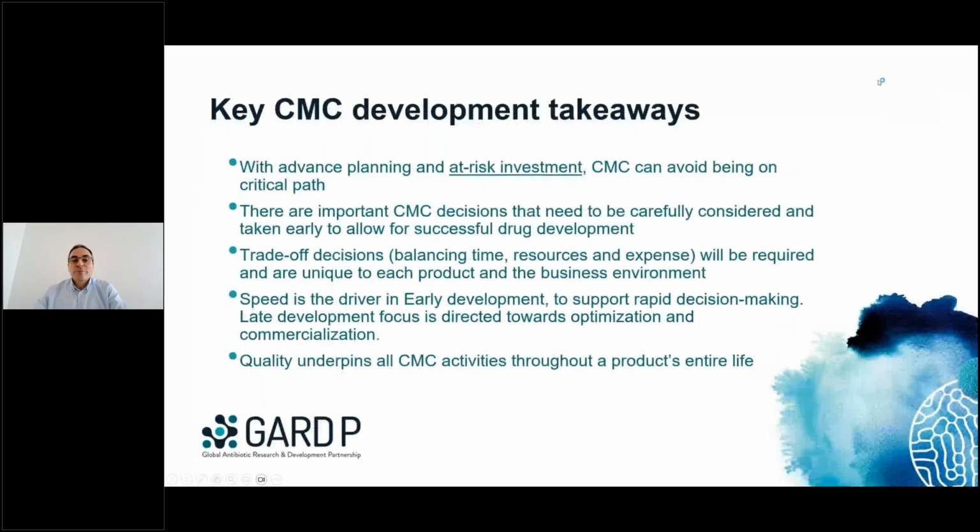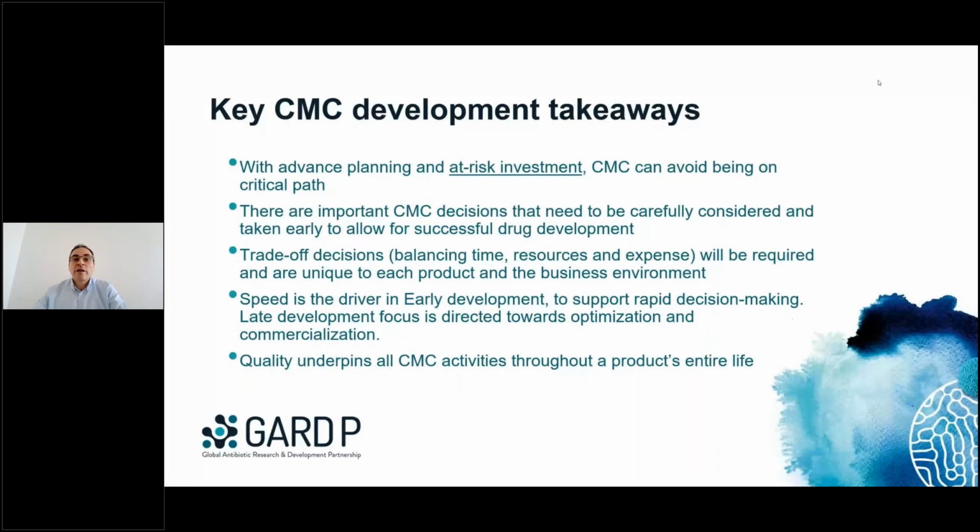So, summarizing what are now the key takeaways. Development and future manufacture is always an at-risk investment and requires careful planning and risk management. In this way, CMC activities do not influence adversely the whole project, especially if they are on a critical path, which they mostly are. Every CMC decision, whether it's the choice of the formulation or the API, must be considered very carefully in order to anticipate and mitigate potential issues later on.